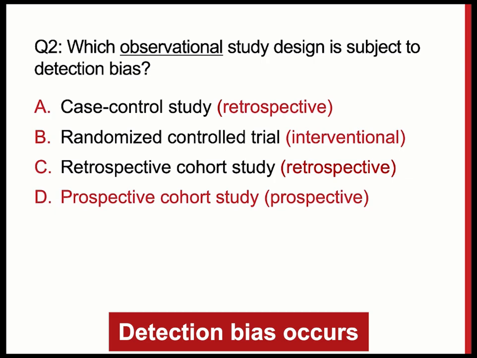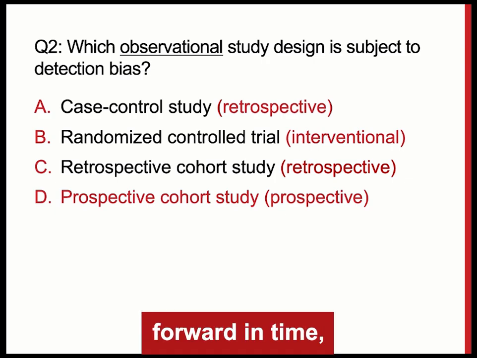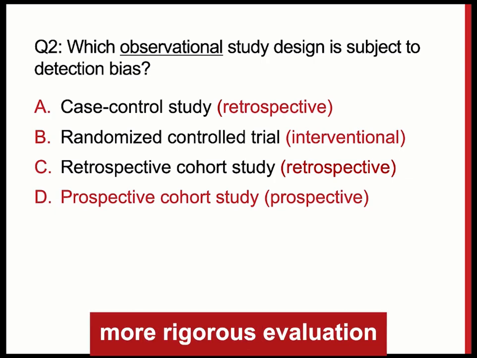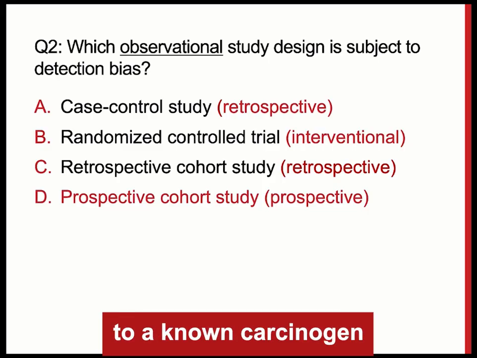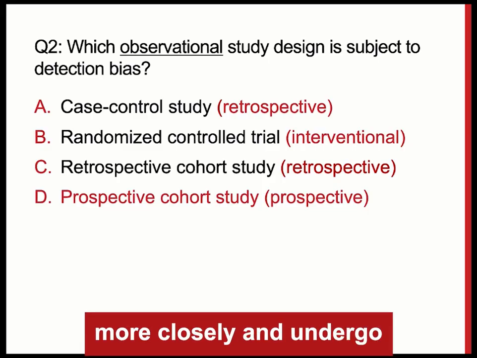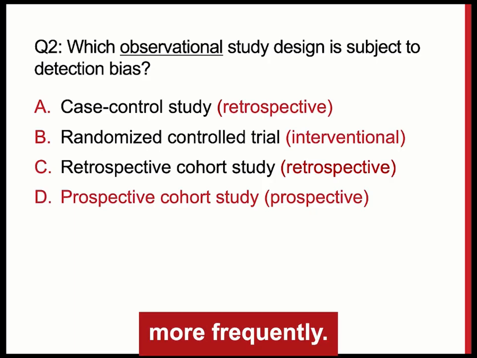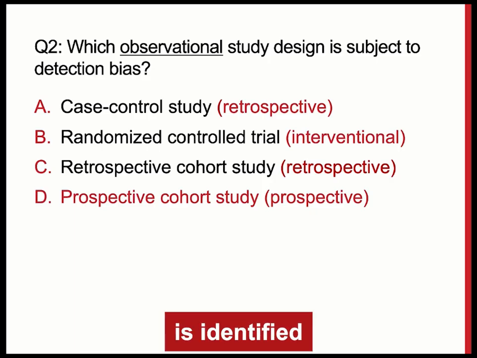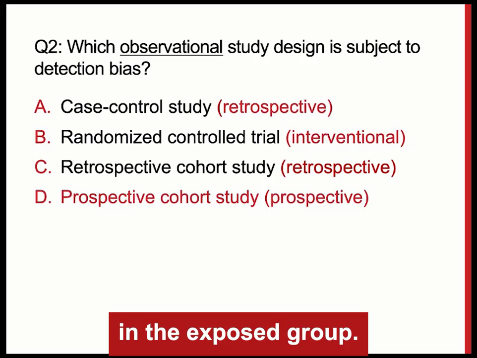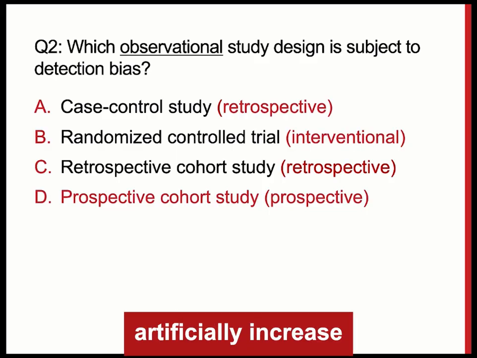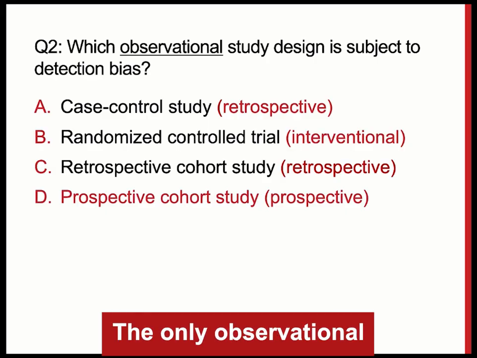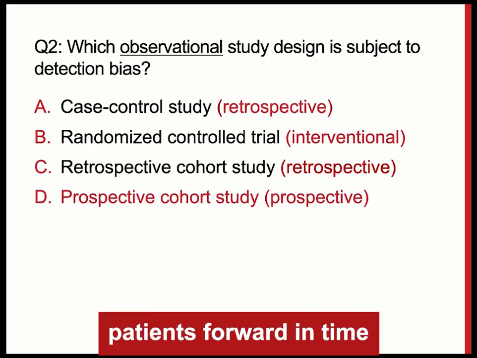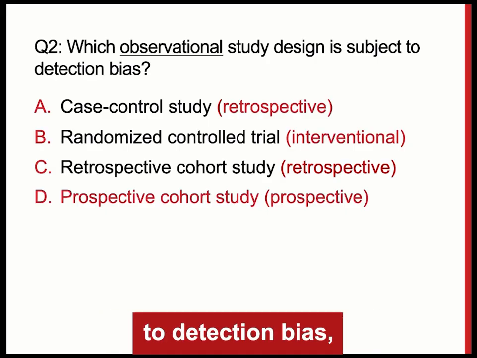Detection bias occurs when the exposed group is followed forward in time and may undergo more rigorous evaluation for the outcome. For example, patients with an exposure to a known carcinogen may be followed more closely and undergo screening tests for cancer more frequently. Therefore, the outcome is identified more frequently in the exposed group. This may artificially increase the measure of association between the exposure and the outcome. The only observational study design that follows patients forward in time and is therefore susceptible to detection bias is a prospective cohort study.